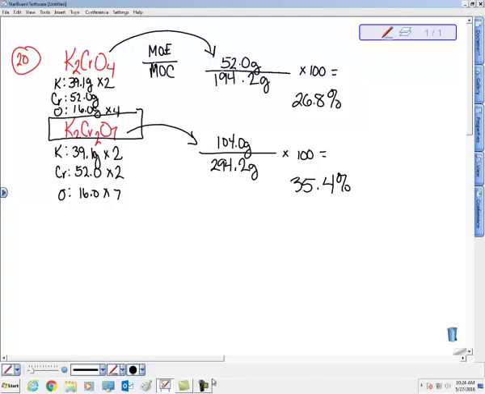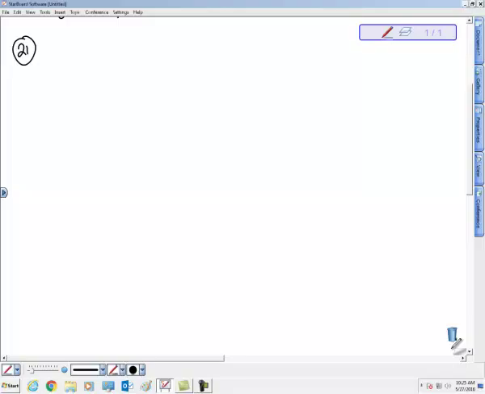Alright, the next problem that they want to look at is problem number 21. Okay, for this problem, they are asking which gas will effuse faster, chlorine or argon, and then it asks how much faster. So the first thing you have to do is realize, first of all, this is an effusion problem, and let's compare these two gases. We've got chlorine versus argon.